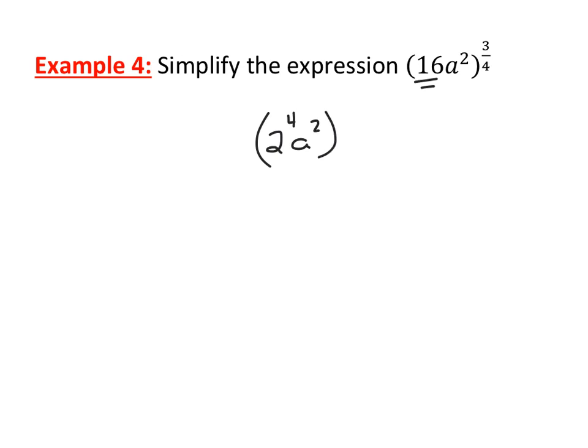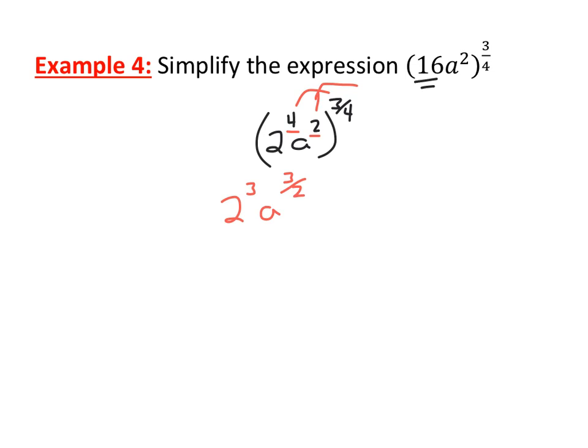A squared, and 3/4. From here, I might distribute my exponent using exponent properties, give my exponent to each. So it becomes 2 to the power of, 4 times 3/4 would just be 3. And 2 times 3/4 would be a to the power of 6/4, which reduces to 3/2.